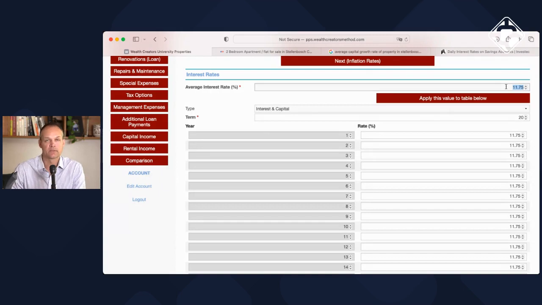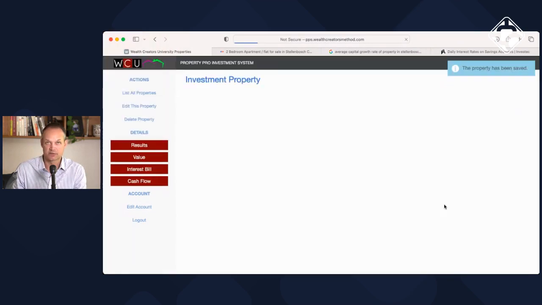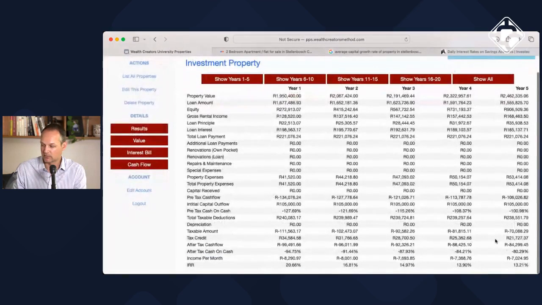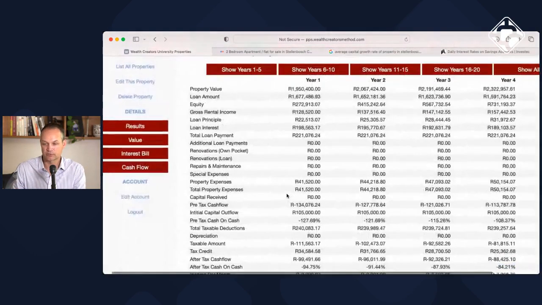So remember, the assumption was we registered a bond, and the bond was at prime, 11.75%. Maybe just before amending this, I'm going to jump back to the summary again, just to show you exactly where our IRR is at the moment. It's still at that 13.1%, because remember, we've got a motivated seller willing to sell it at 1.7, not 1.8. We're still in Stellenbosch, so we still have that capital growth rate of 6%.